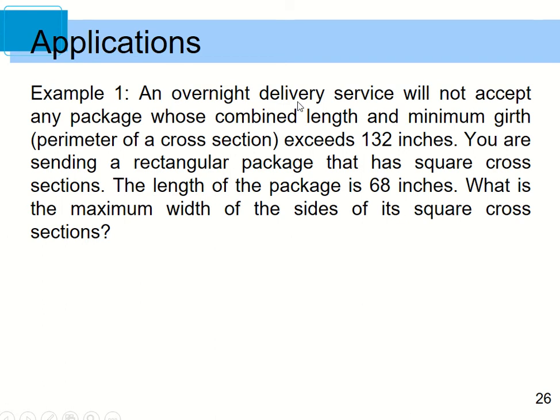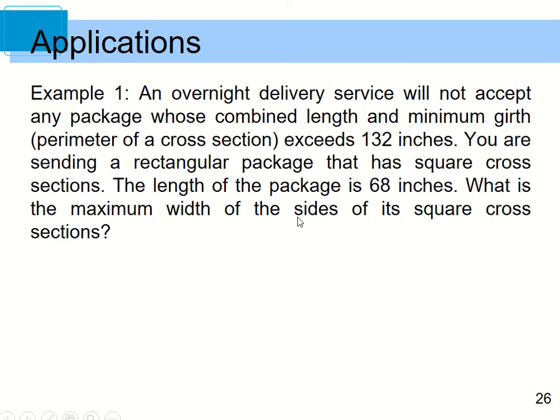An overnight delivery service will not accept any package whose combined length and minimum girth, the perimeter of a cross-section, exceeds 132 inches. You are sending a rectangular package that has a square cross-section. The length of the package is 68 inches. What is the maximum width of the side of its square cross-section? Let's try to understand this question.